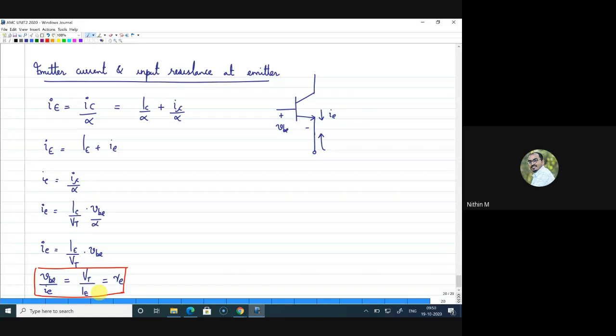So writing this further, I'll just summarize. So far we have written three small signal parameters. One is GM. GM is IC by VT. That is the first thing. Second thing is R pi. R pi is VT by IB. And third is re, where re is VT by IE. Right. So any doubts so far?